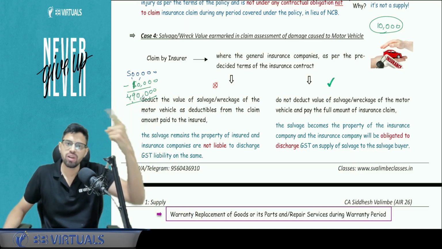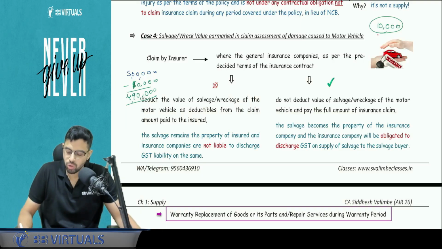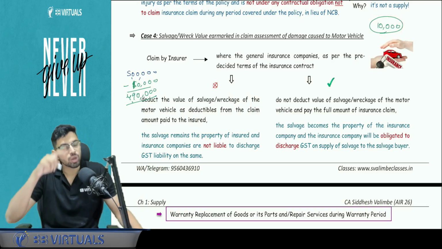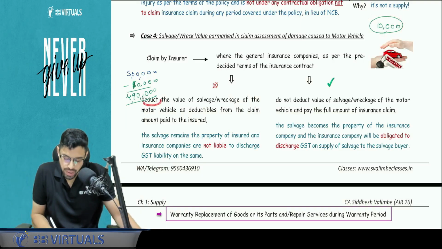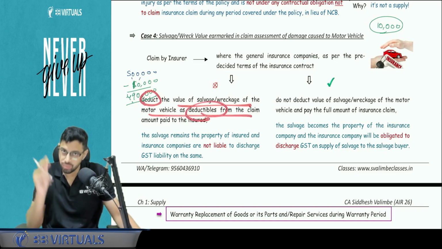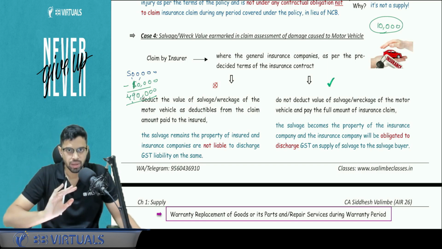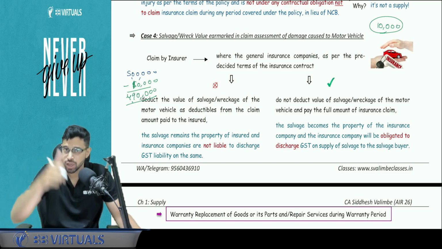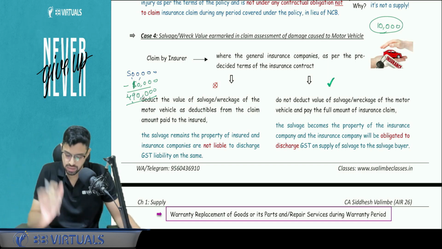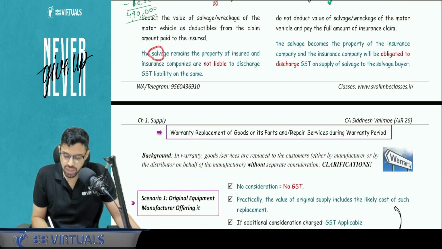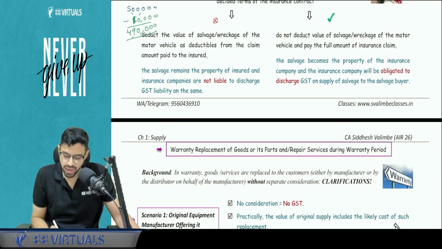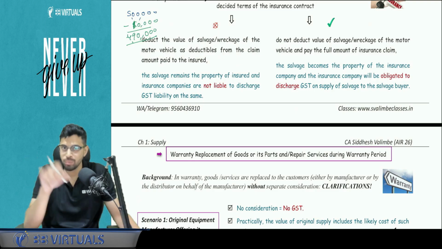So out of the total, we will deduct 10,000, because the 10,000 you are going to realize by selling it on your own. So if that general insurance company deducts the value of breakage from the motor vehicle as deductible from that claim amount, it means that I'm going to sell it on my own. So will there be any GST implication in the hands of that general insurance company? Answer is no. See, the salvage remains the property of the insured because it deducted, right? It deducted. It is not buying it from me.